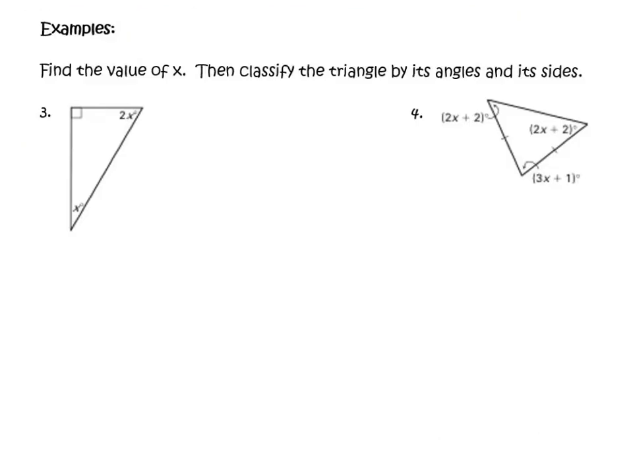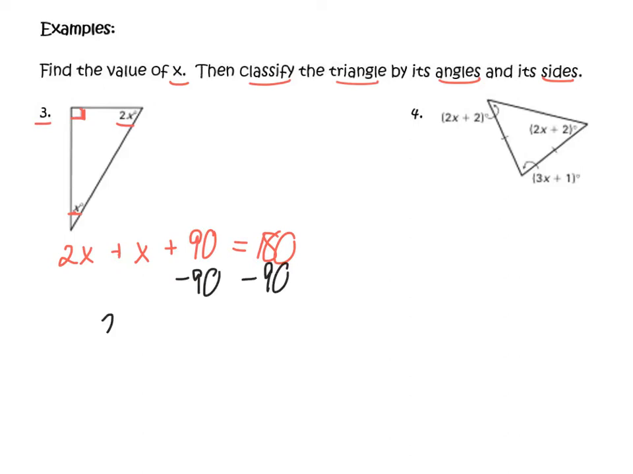For the next example, we're trying to solve for x, and then we're going to classify the triangle by both angles and sides. So it looks like for number 3, right away I know it's a right triangle. This angle on the top right is 2x, the angle down here is x. Now I know if I add all my angles up, so 2x plus x plus 90, together they're going to equal 180. Well, right away I can get rid of that 90, and now I know that 2x plus x is going to equal 90.